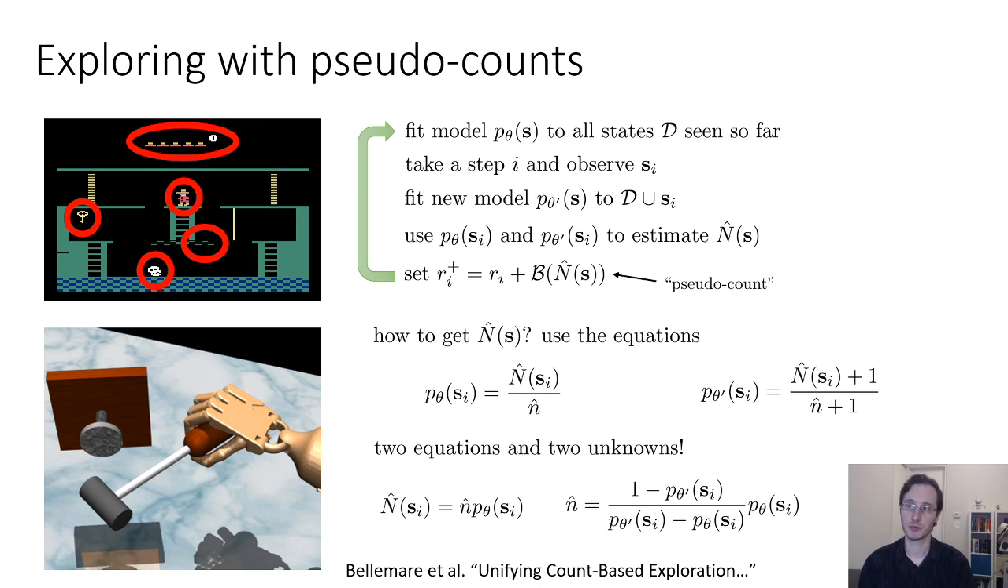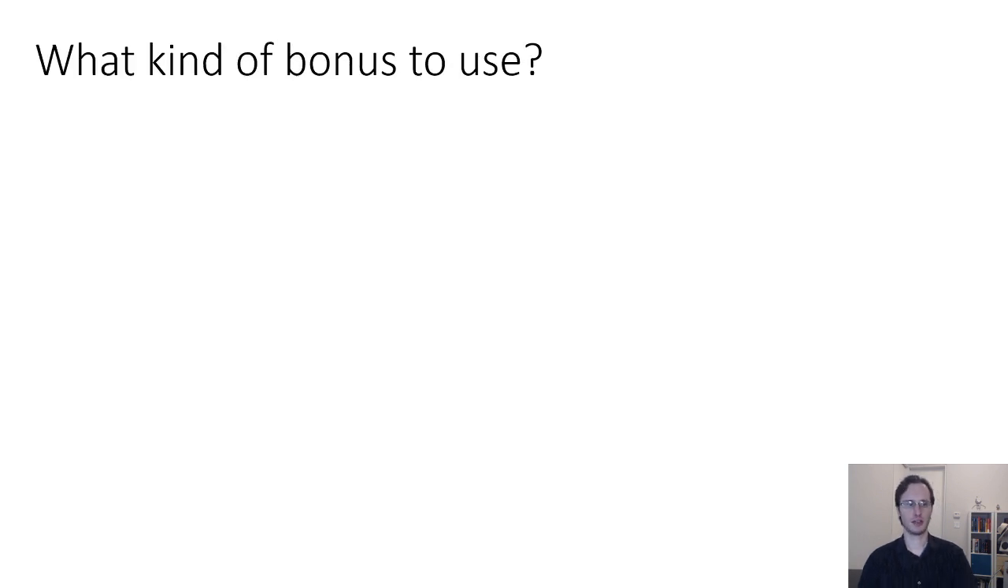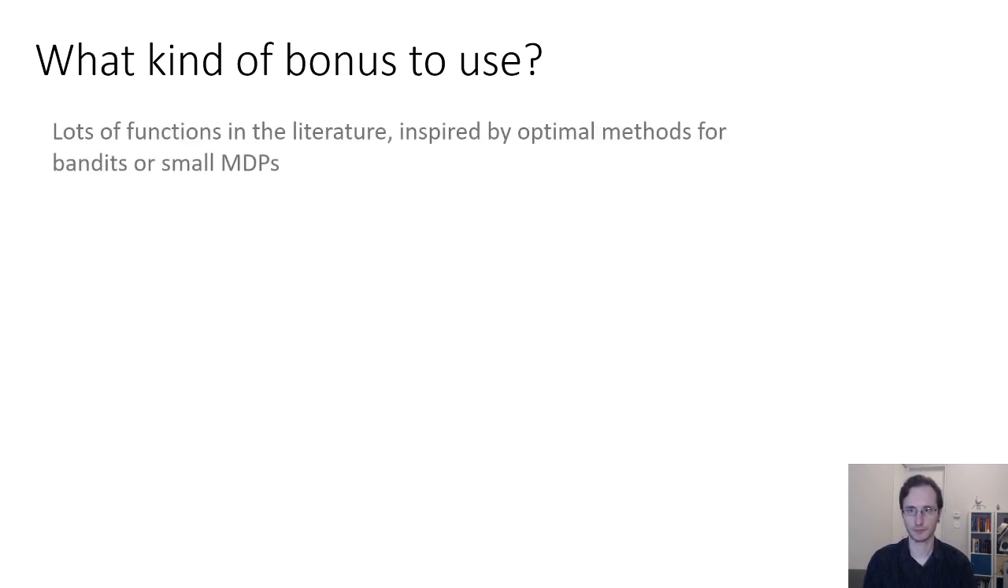So now every time step you just use these equations to figure out big N hat of s, and use that to calculate your bonus. And now your bonus will be aware of similarity between states. Now there are a few technical issues left. We have to resolve what kind of bonus to use and what kind of density model to use.